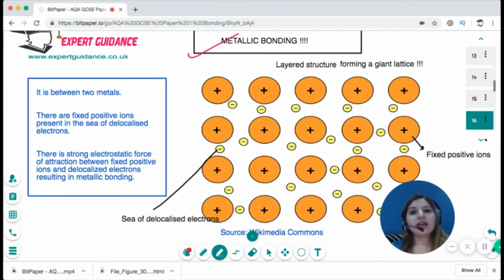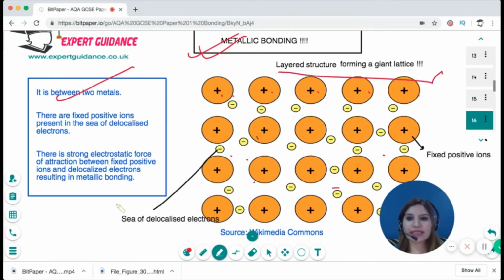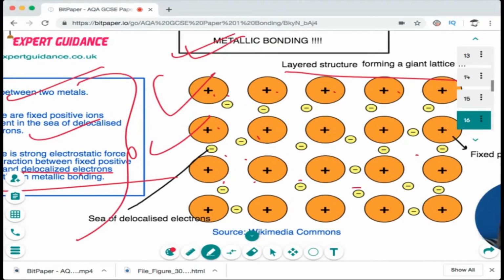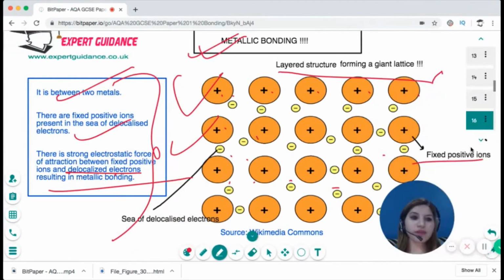Now comes the last bonding, which is the metallic bond. It is between metals, you can see there are fixed positive ions in a sea of delocalized electrons. There is a layered structure forming a giant lattice, and there are strong electrostatic forces between the oppositely charged ions and the delocalized electrons, resulting in metallic bonding. You should be able to draw this diagram and explain these points. Fixed positive ions, delocalized electrons, as you have a lot of properties on the basis of them.